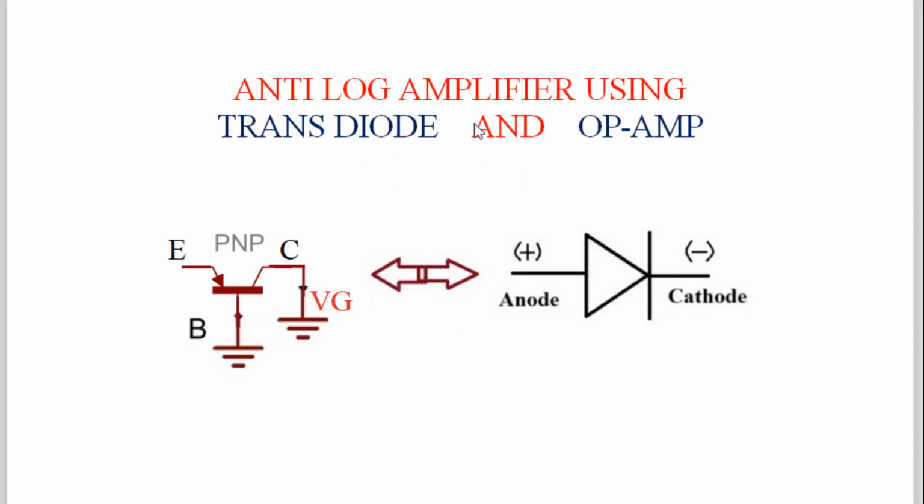In anti-log amplifier, remember, we are going to use a PNP transistor. In log amplifier, by using transdiode, we used an NPN transistor, and this is the difference. Why that difference is there, you will understand slowly in this topic. So look at the diagram. We have taken a PNP transistor.